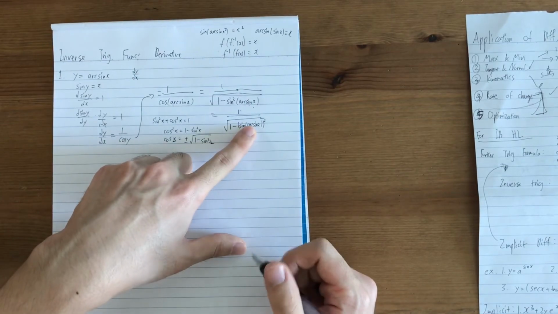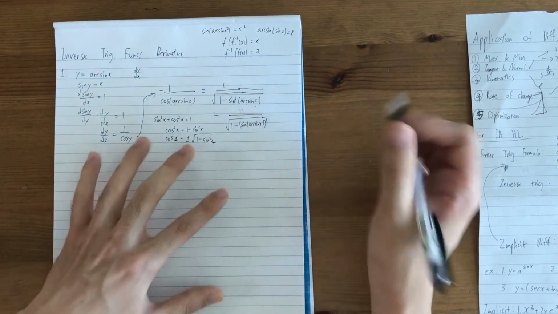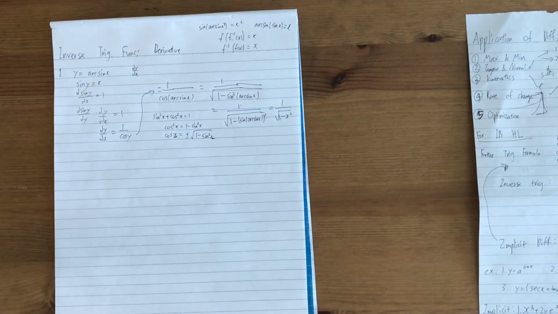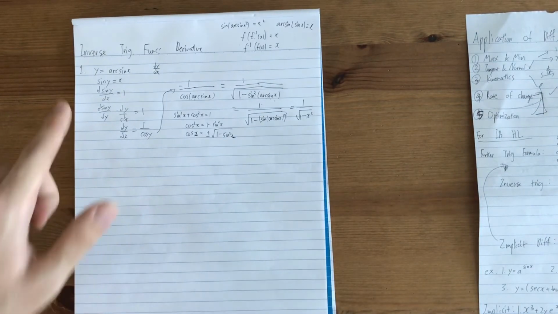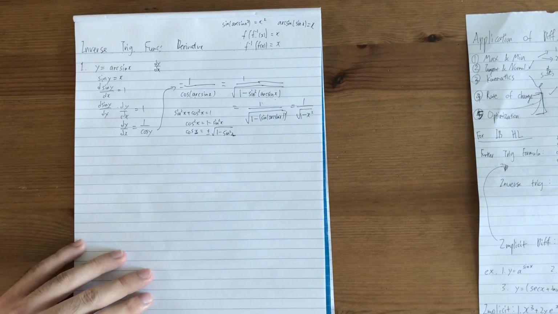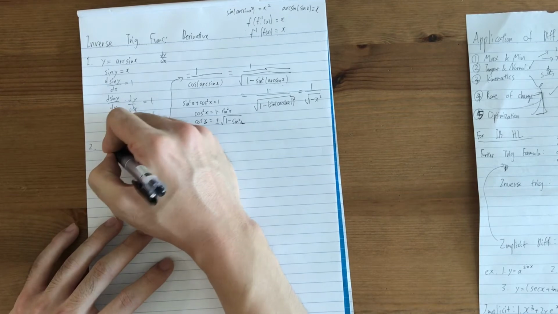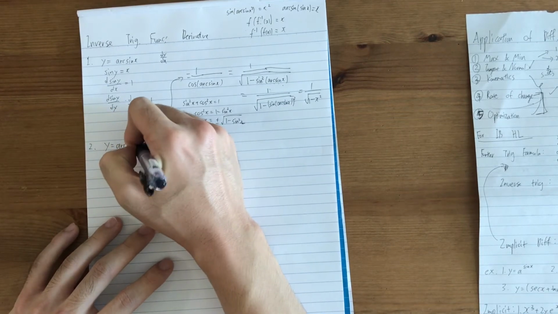And what's this? X. Then we have squared outside, so that's x squared. So it yields 1 over root 1 minus x squared. This is how we can differentiate y equals arcsine. Then 2, y equals arccosine.